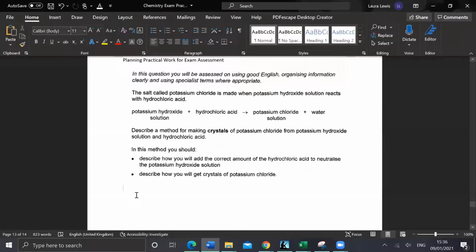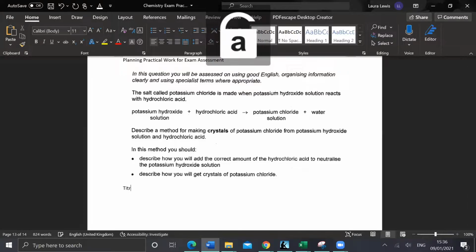There are a few things you can do here. Sometimes you might know it as a titration. Let's write that keyword down: a titration, a neutralization reaction. It sounds more complicated than it is. What it means is adding acid to an alkali very slowly.